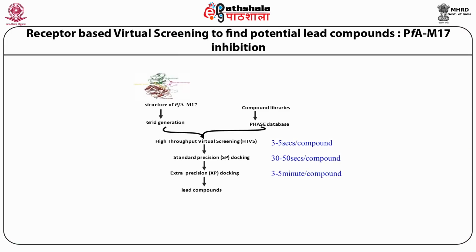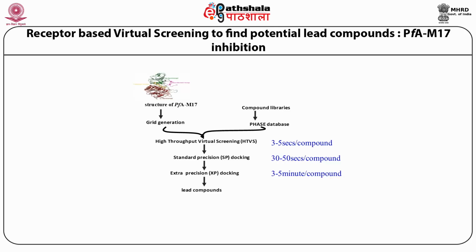With an example of PfA-M17, the high throughput virtual screening protocol is described. Here, the 3D structure of PfA-M17 is taken, which has already been resolved by X-ray crystallography. The region that is presumed to be the active site is selected as a grid. In parallel, a compound library is selected and a database of the compounds is made. And then computationally, this library of compounds is screened for binding to the active site.